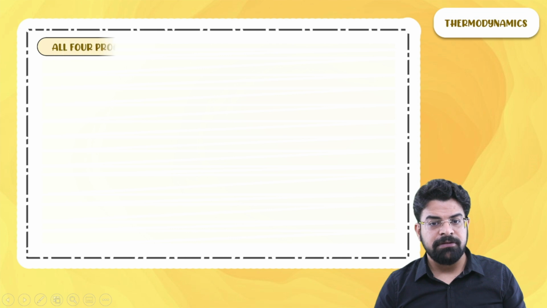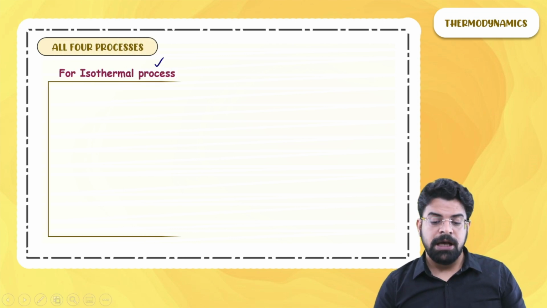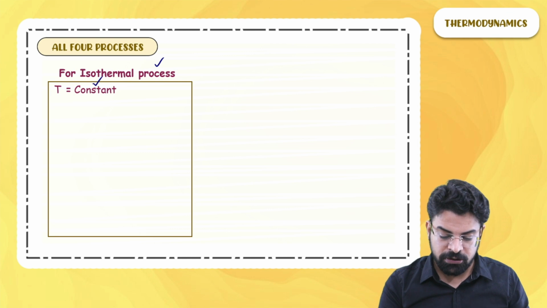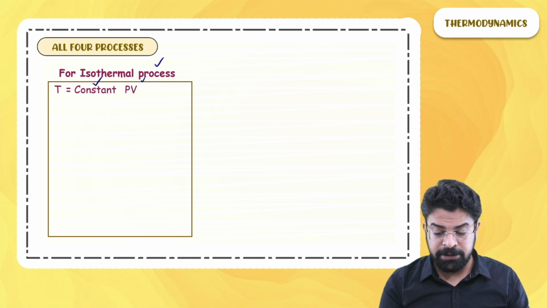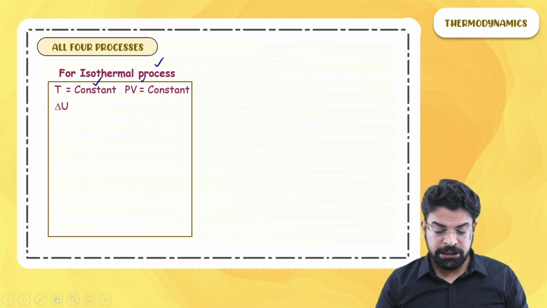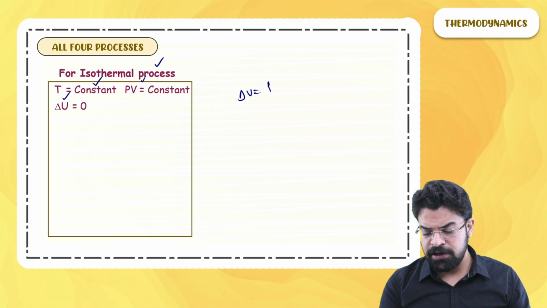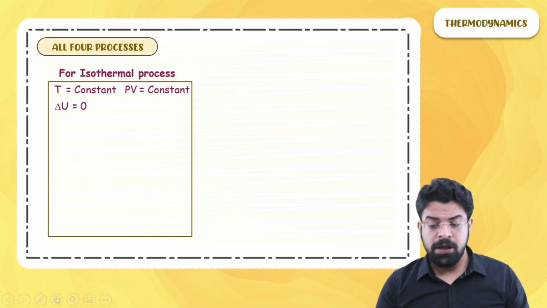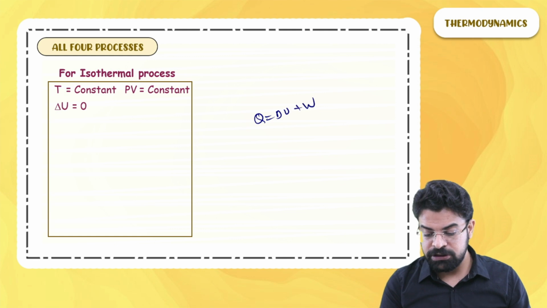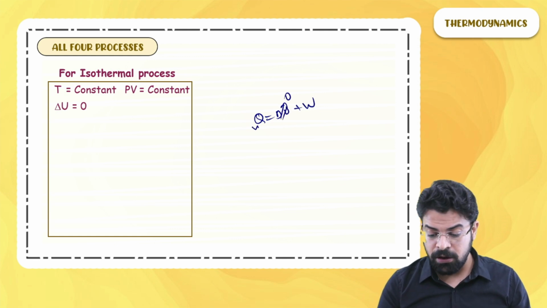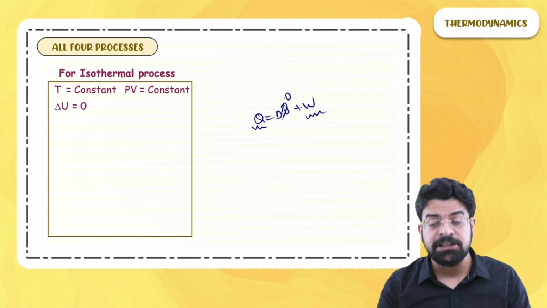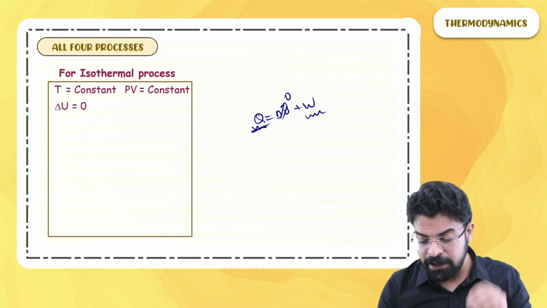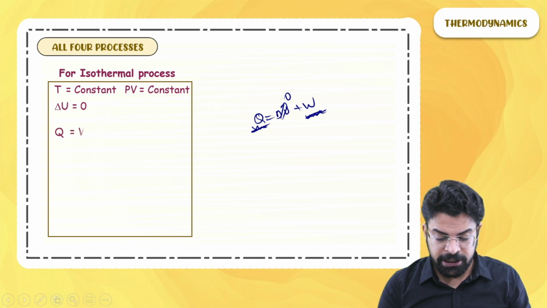Now let's revise the next one, the isothermal process. An isothermal process is the one in which temperature remains constant. Since temperature remains constant, PV remains constant. Since temperature does not change, the change in internal energy is 0, because the change in internal energy is given by f/2 nR delta T, and for an isothermal process delta T becomes 0. So from Q equals delta U plus W, since delta U becomes 0, all the heat given to the gas is utilized by the gas in doing work on the surroundings. The heat given equals the work done.